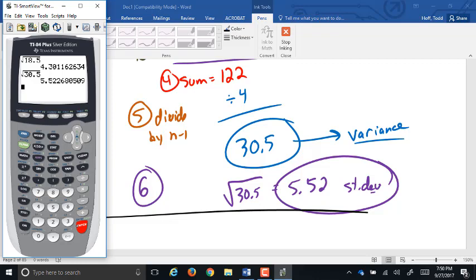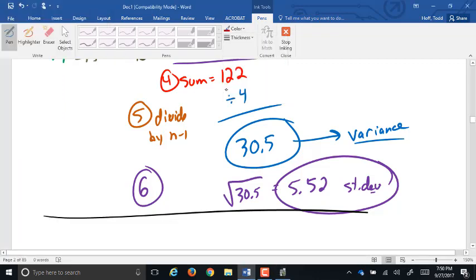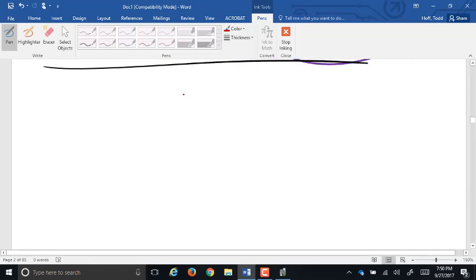Did it work? I'm sensing a serious lack of boundaries in this group. Did you guys get the calculator to work? Okay, perfect.